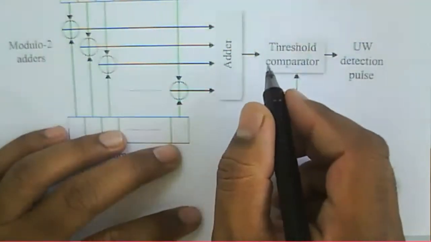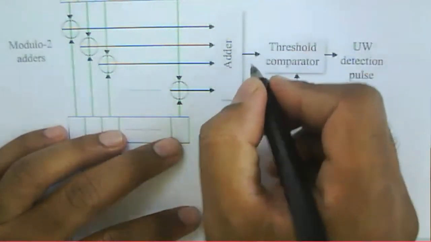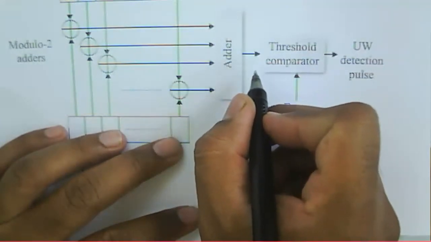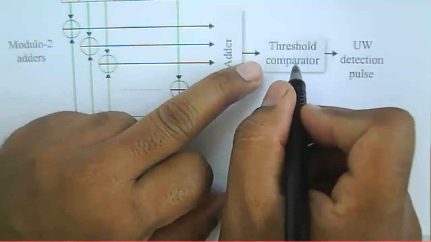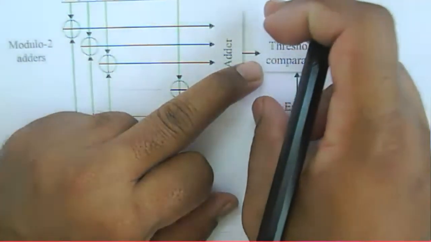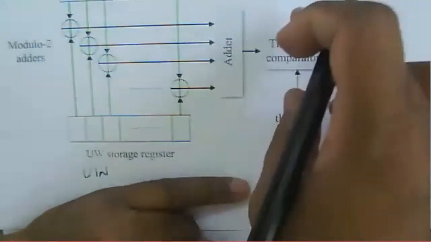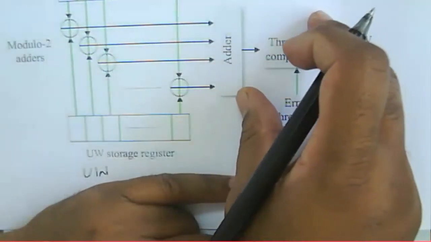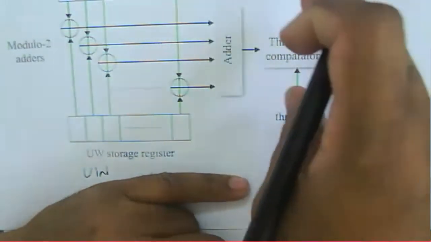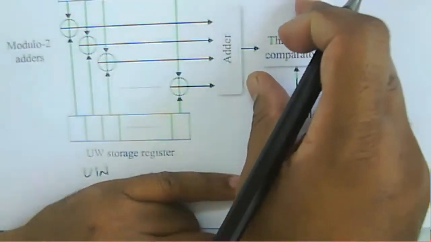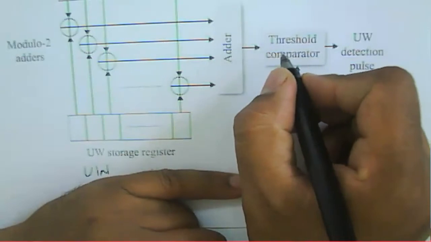If the received pattern has some particular error, suppose, then the adder output will show some particular output here, and then the comparator will detect the unique word detector. Okay, it means there is a small difference, and then that error will occur. So that is nothing but a unique word detection miss, or a detection miss.